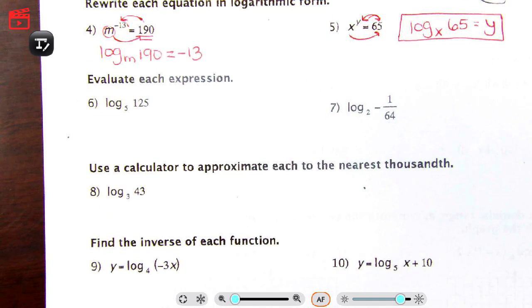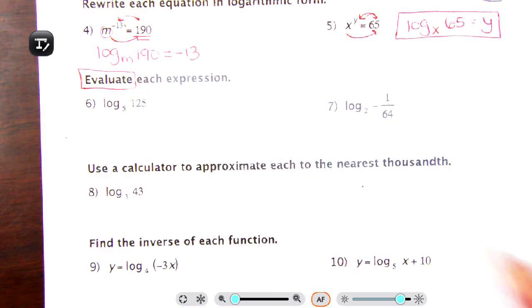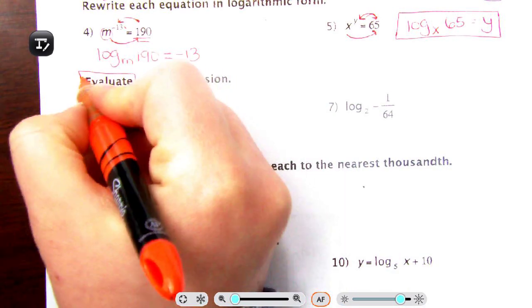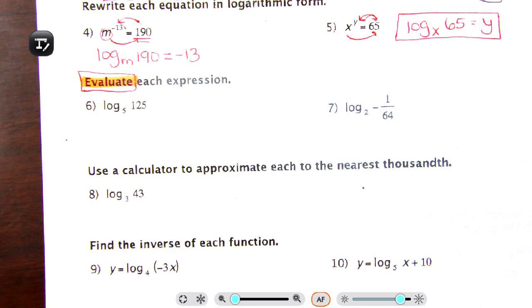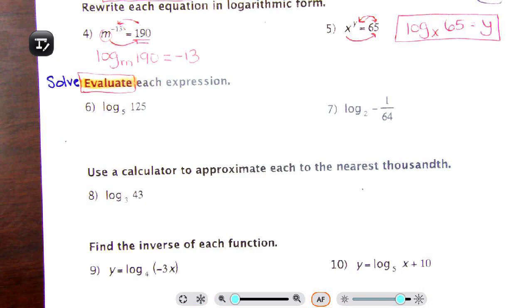Okay. Evaluate each expression. Evaluate. Oh my goodness. This word, you guys, I don't understand why. You guys gotta tell me why this word gives you so much trouble. Evaluate is another word for solve. Evaluate means solve. If you're not sure what evaluate means on the test, raise your hand, ask me, what does evaluate mean? But you should know that evaluate means solve. Okay, so we are solving.